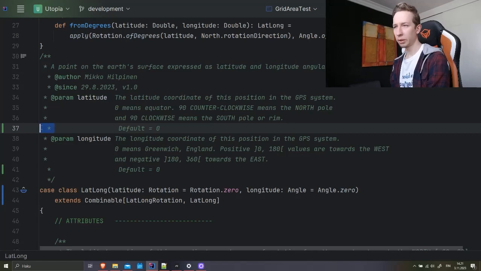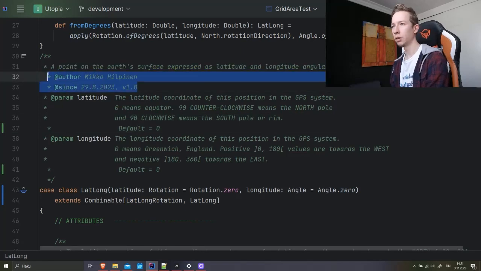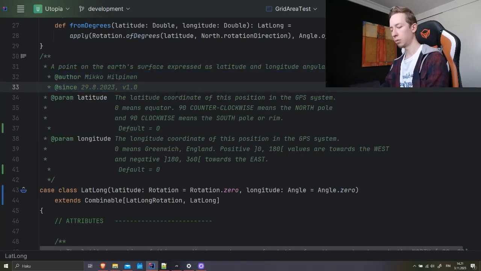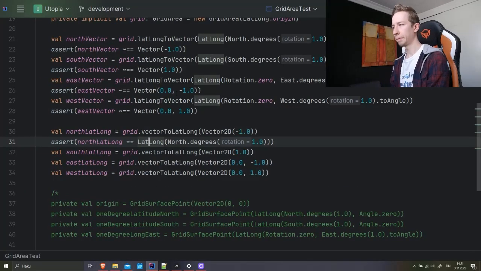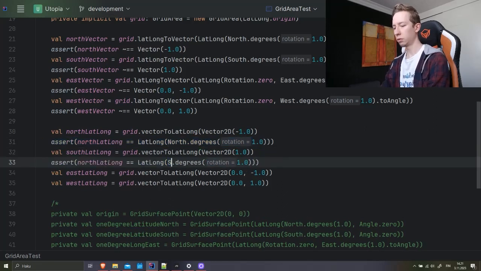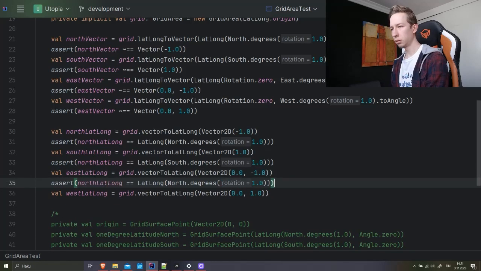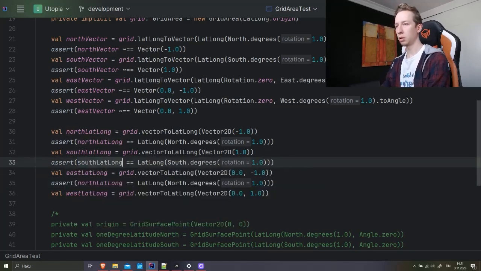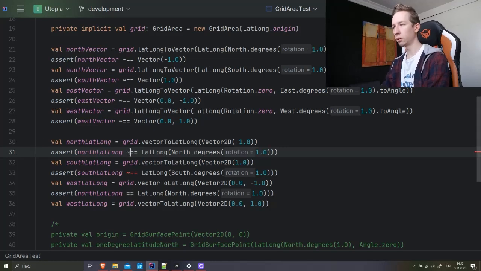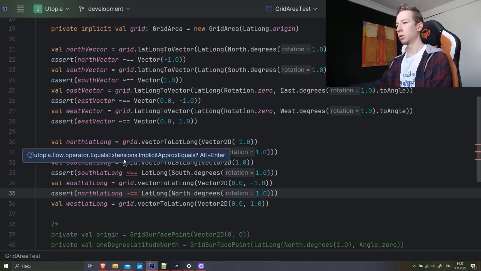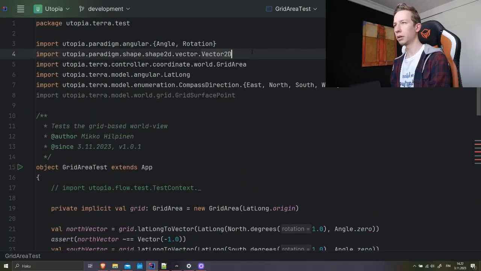If someone can tell me why this keeps breaking, it always changes the indentation, let me know. Anyway, so this works. This is just south. This. And we need to use the approximately equals because there are always these, what do you call it, like rounding errors and that sort of thing.